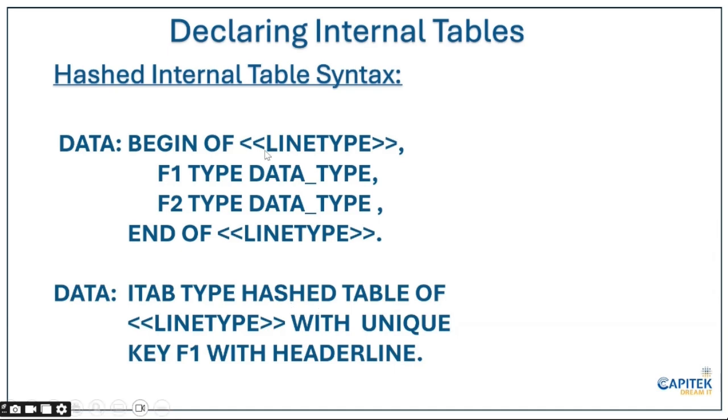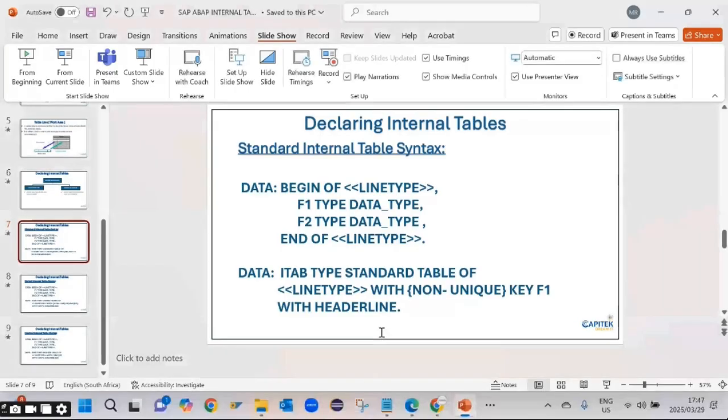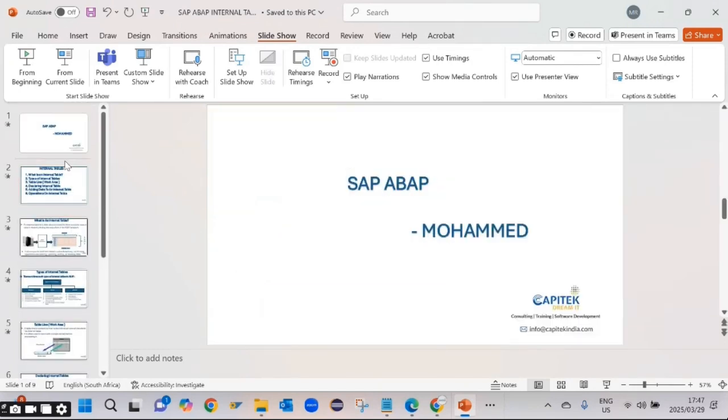It means when you say it is a hashed table, your ITAB will behave like a hashed table. The features of the hashed table will be acquired by ITAB, and ITAB will become like a hashed internal table. This will only accept unique keys. No duplicates will be allowed here. So that's about the concept of internal tables.